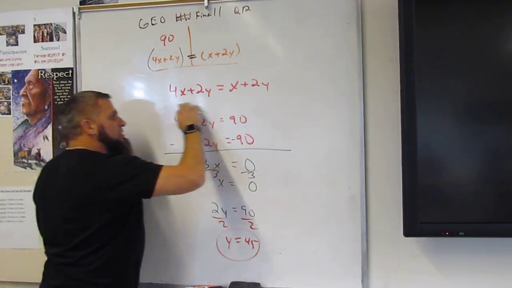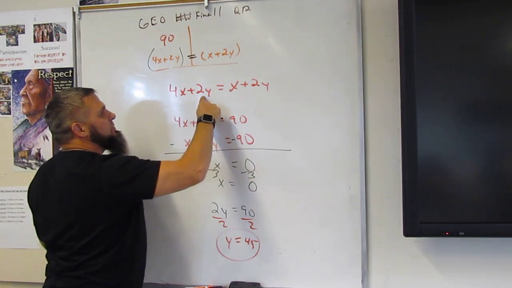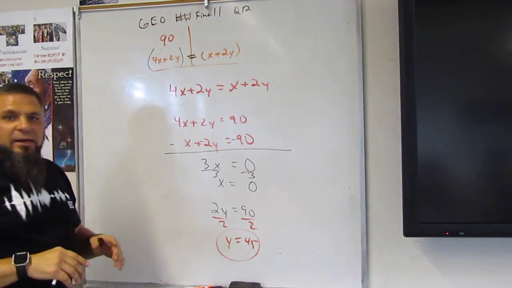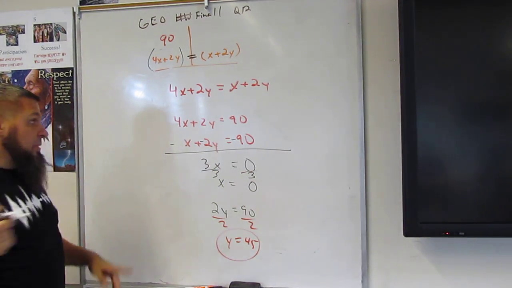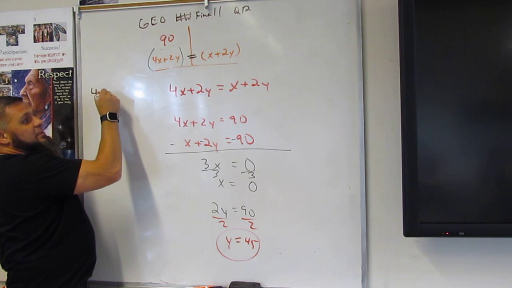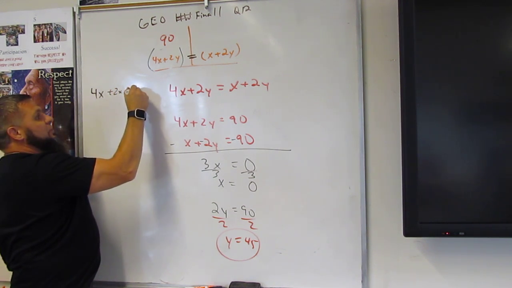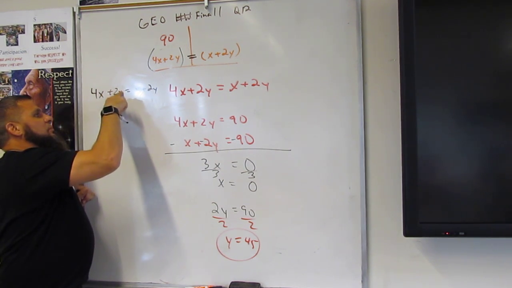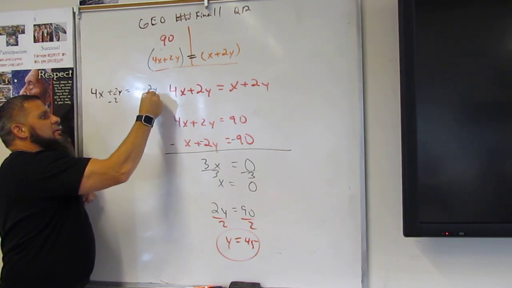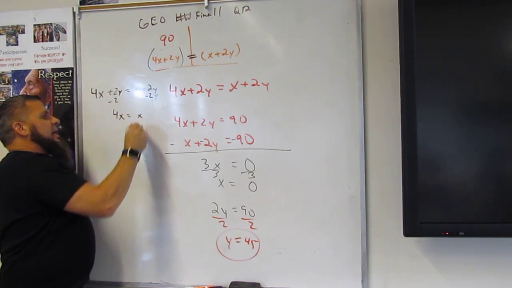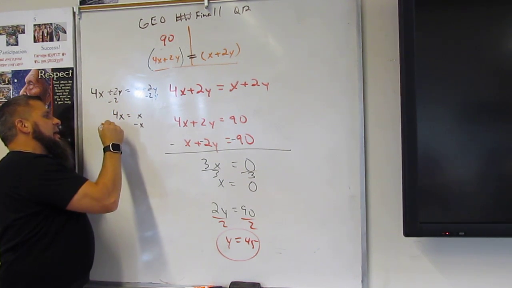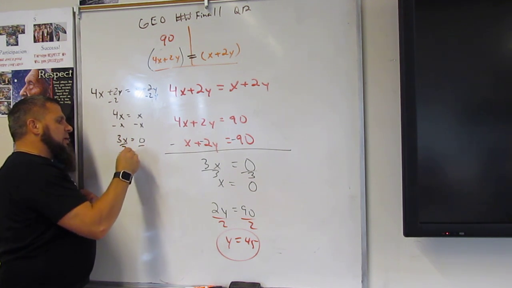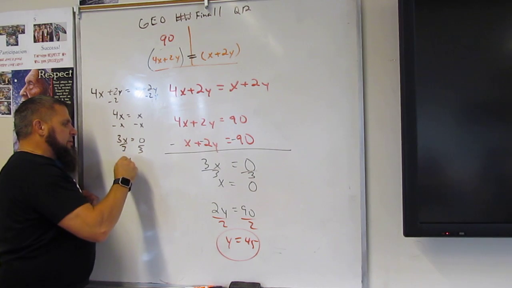So one equation we started with was this one, the 4x plus 2y equals x plus 2y. And we solved for it. Remember, we did that the first time. We just said 4x plus 2y is equal to x plus 2y. And I subtracted 2y from both sides. And I got 4x is equal to x. Then I subtracted an x. And I got 3x is equal to 0. And then I divided by 3. And I got x is equal to 0.